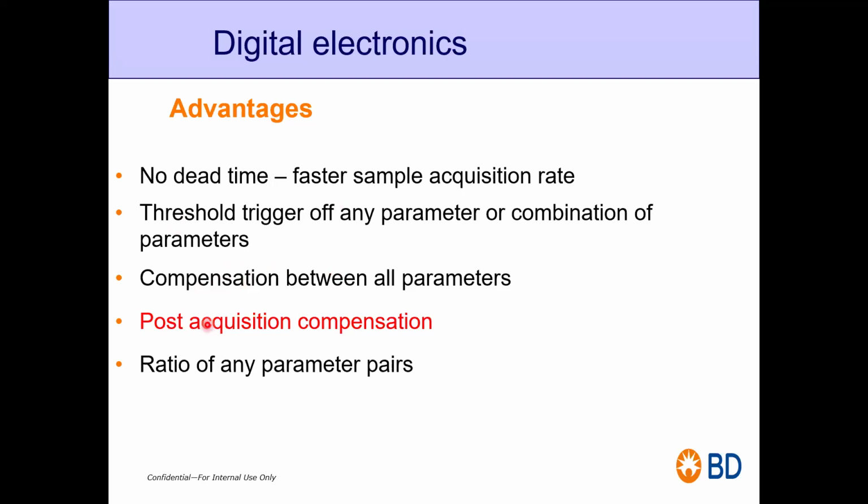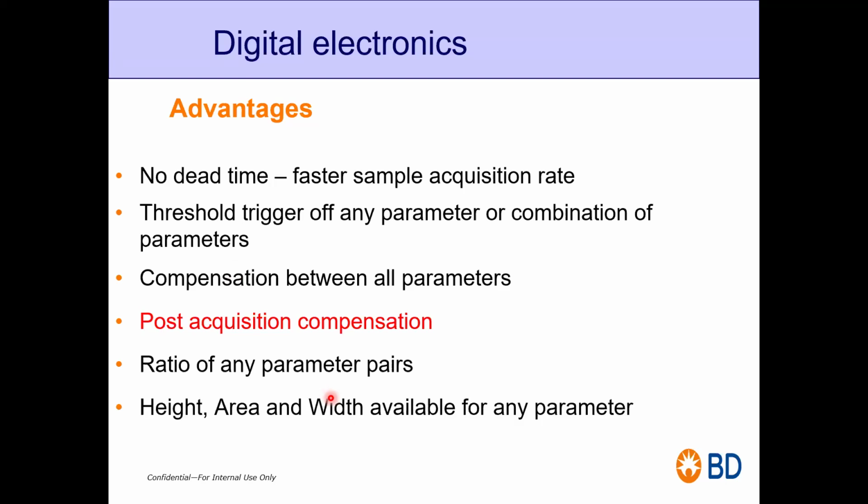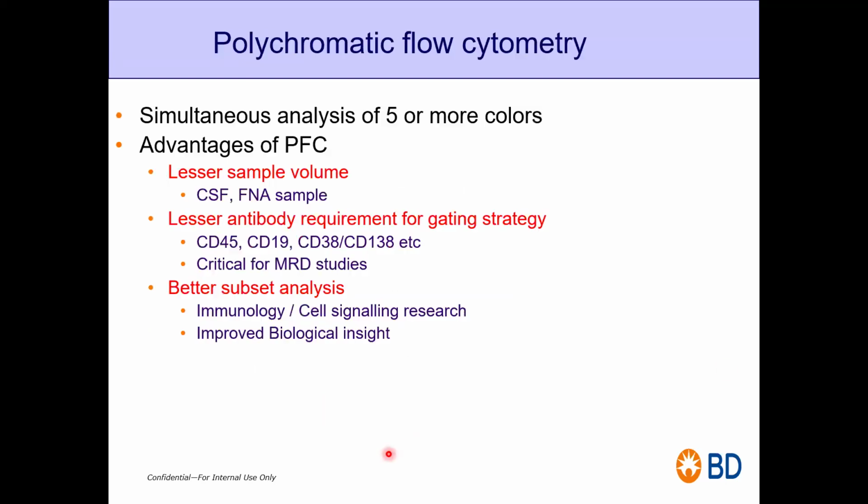Post compensation, you can do ratio of any parameters, which means you can do area versus height of any parameter, like let's say forward side, and then your fluorescence, and again area, height, width, are available for these parameters.